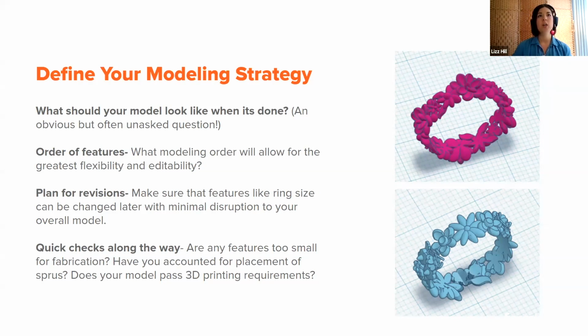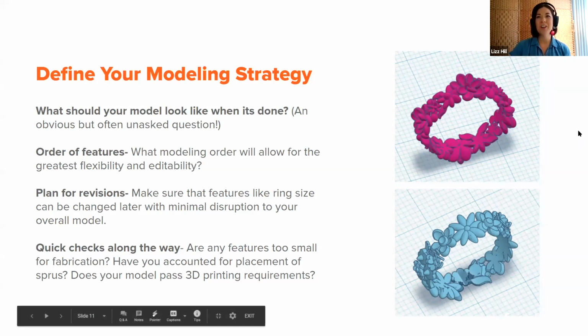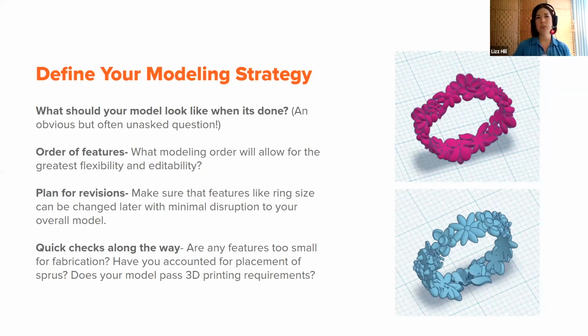And so these are some, again, prompts or questions that you can ask yourself that will help you define your modeling strategy. The first and most obvious yet often unasked question is, what should your model look like when it's done? Do you know in your mind or on paper what your model should look like? What does that design look like from all sides, all angles? If you don't know this, it's going to be really hard to figure it out as you go.